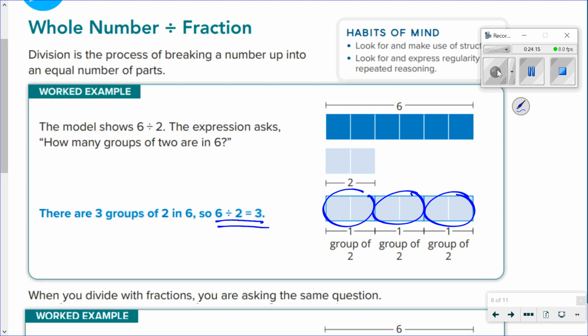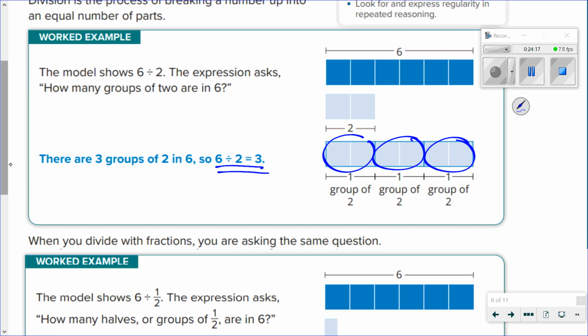Okay, so right before break, we were talking about how we took 6 divided into groups of 2, and that made 3. And everybody was like, that makes sense, right? Yeah. So 6 divided by 2 equals 3. Is everybody good with that? Okay? Yeah. Anybody not good with that?